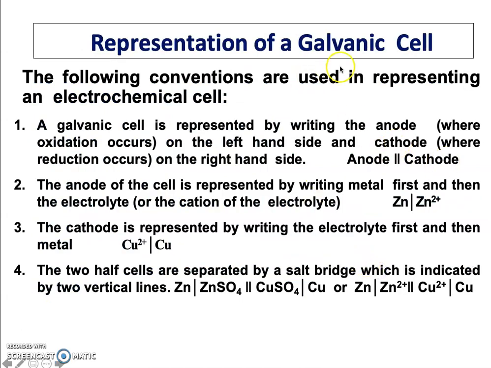So how do we represent a galvanic cell? Now here you can see that the galvanic cell is represented in this form. So you write here the double line represents the salt bridge, and to the left of the salt bridge we write the anode, and to the right of the salt bridge we write the cathode. So the anode is represented by first writing the metal and then the metal salt solution, and the cathode is represented by first writing the copper sulfate solution or the metal salt solution and then the metal. So you can also write in the ionic form in this way.